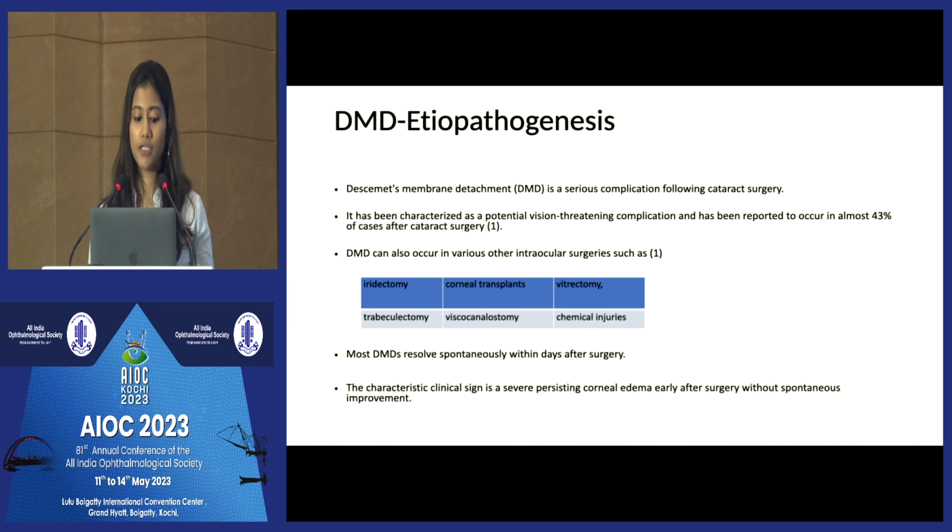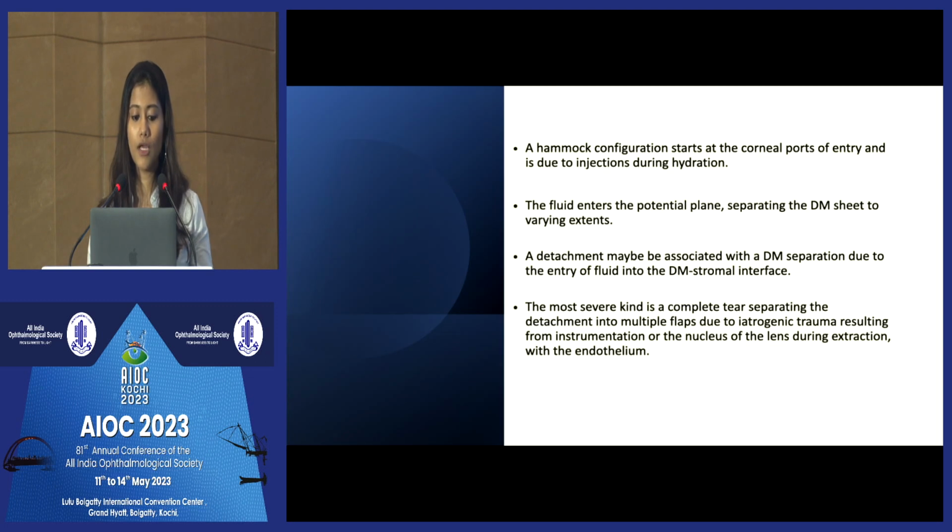Most of the DMDs are not vision threatening and they resolve spontaneously after the procedure. And the characteristic clinical sign is a severe persisting corneal edema after the surgery without any spontaneous improvement. So, a hammock configuration, which is usually seen on a slit lamp, starts at the corneal ports of entry and is due to injections or hydration.